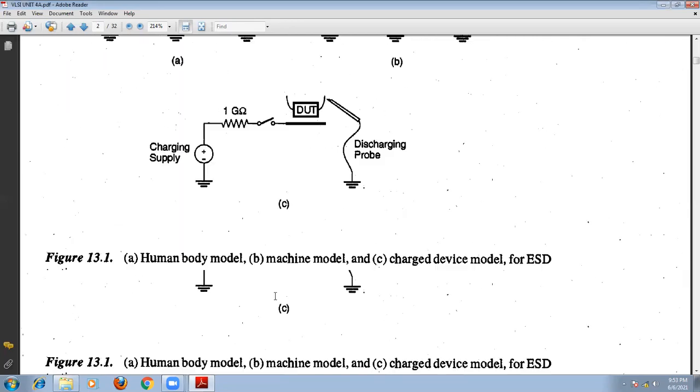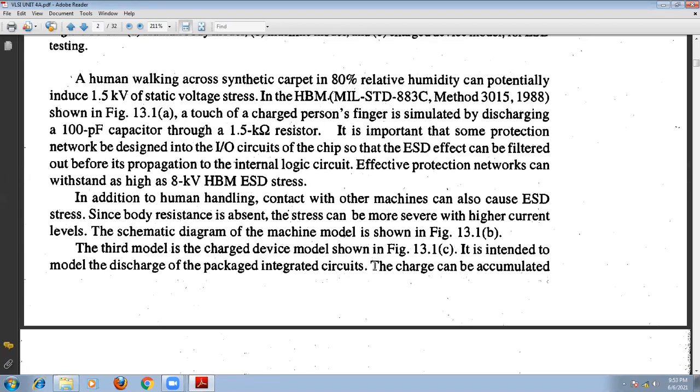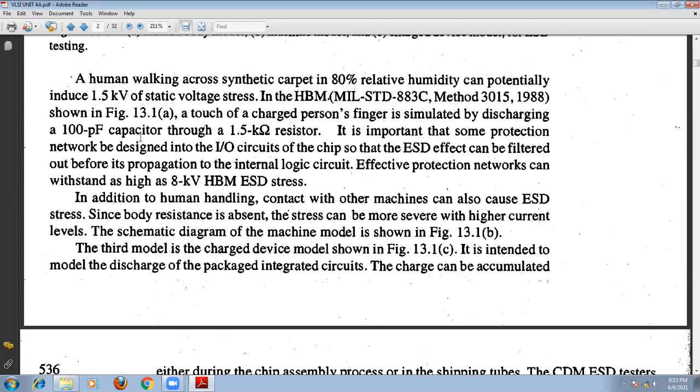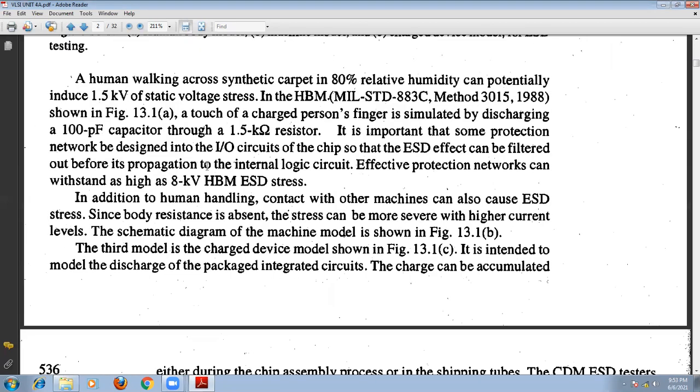So therefore, that is the main point. Just remember from this figure A, when the human body touches a device, the touch of the charged person's finger is simulated by discharging the 100 picofarad capacitor through the 1.5 kilo ohm resistor. So it is most important that we require some protection circuit.